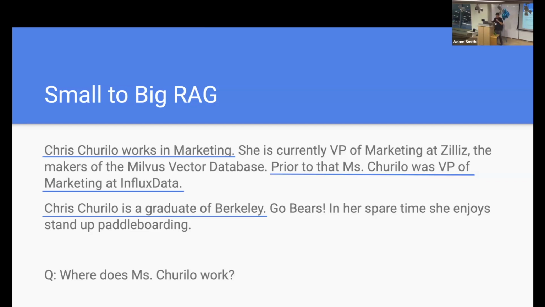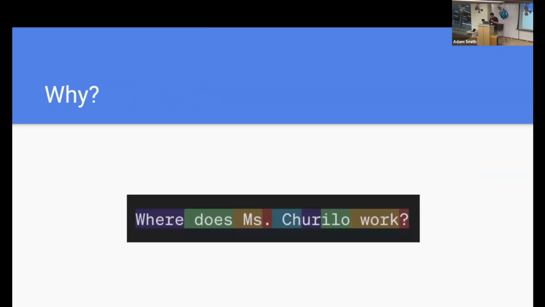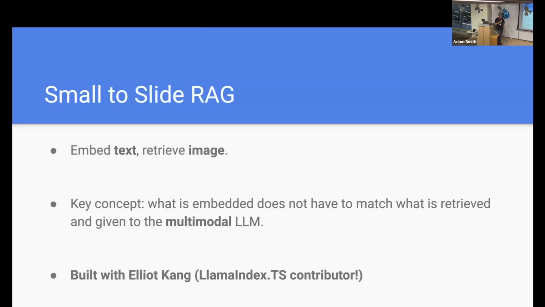So this is the essence of small to big. Instead of retrieving just a sentence, you want to retrieve this entire paragraph. You say, okay, we've got 2 matches in one paragraph, so let's just retrieve the entire paragraph and give that to the LLM. This is the thing that we built. It's called small to slide.